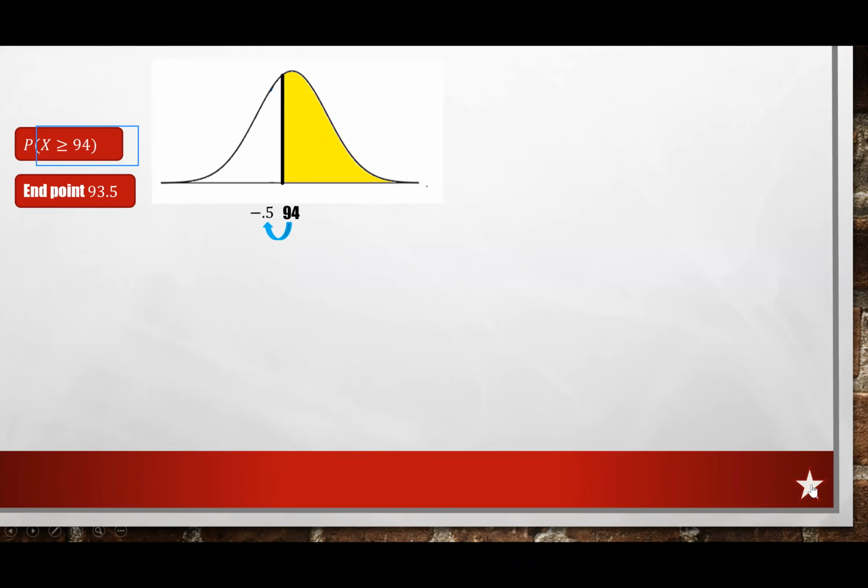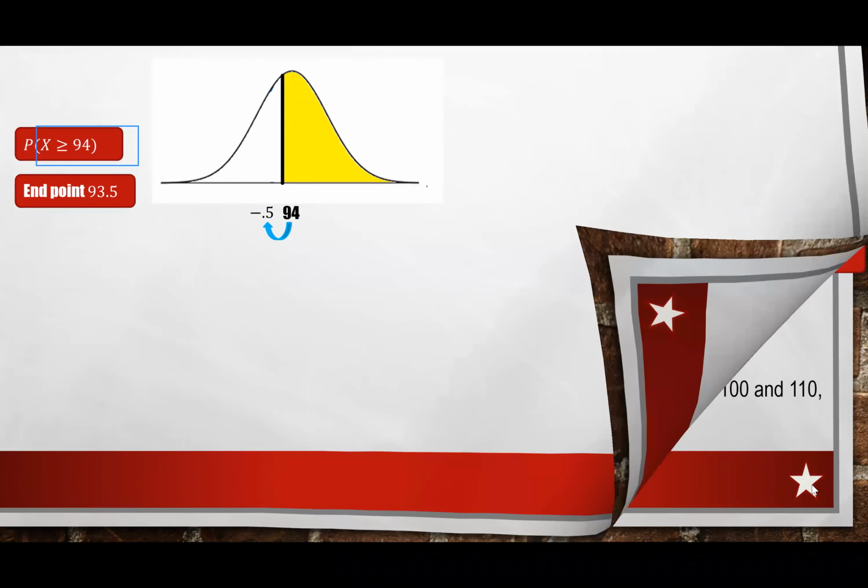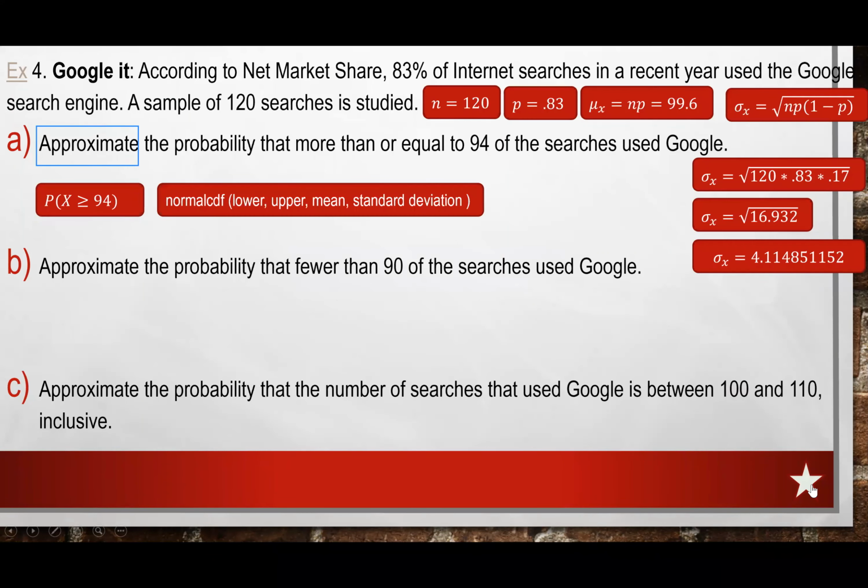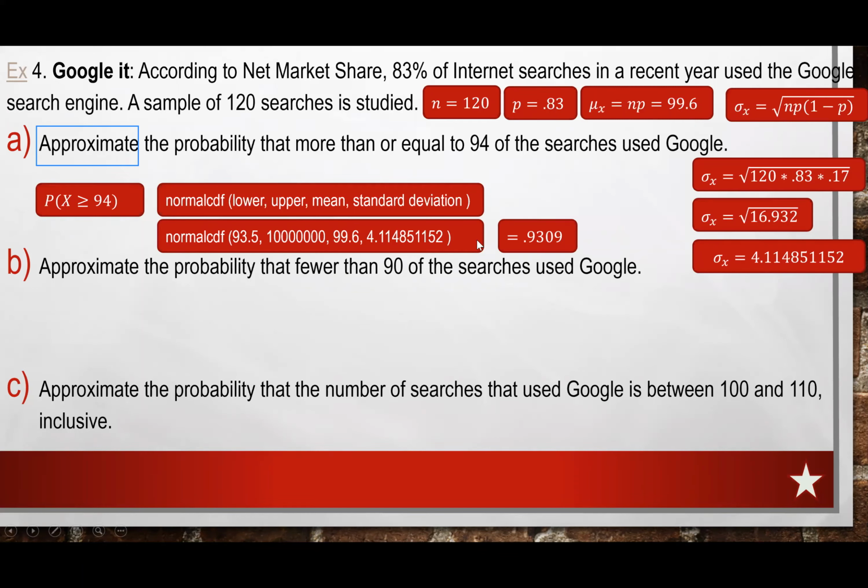So I know my endpoint, and now all I need to do is plug into the normal CDF the lower limit, which is 93.5, the upper limit, which is 10 million, the mean, which we did, is 99.6, and the standard deviation, which we did, is 4.1148511152. So again, your objective is to look for these four items when you're using the normal CDF. In this case, if you plug it in, it will give you 0.9309.